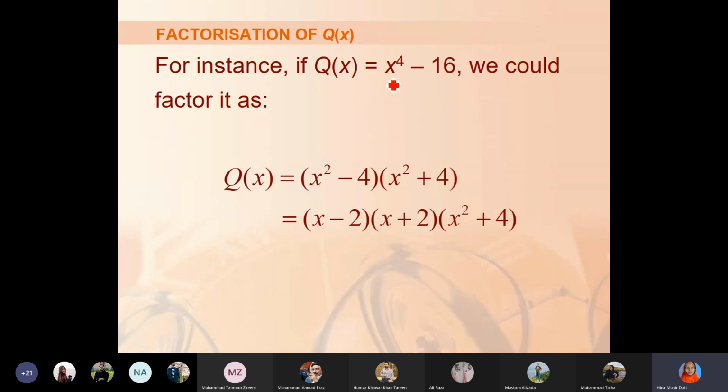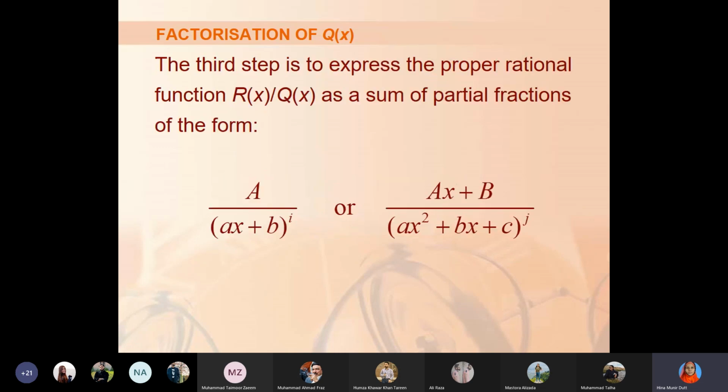For instance, we have to factorize x power 4 minus 16. You know how to factorize it? It is (x square minus 4) into (x square plus 4), and x square minus 4 can be further factored as (x minus 2) into (x plus 2). And x square plus 4 is my irreducible quadratic factor. If I check b square minus 4ac, it is less than 0. So this is the factorization of the polynomial q of x. So the second step is to factorize your polynomial.